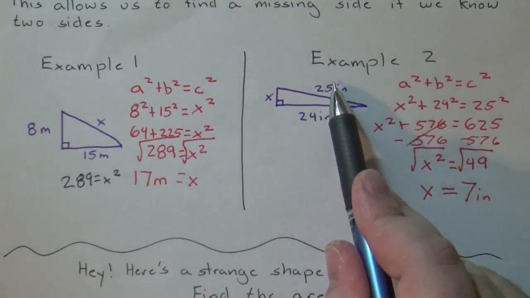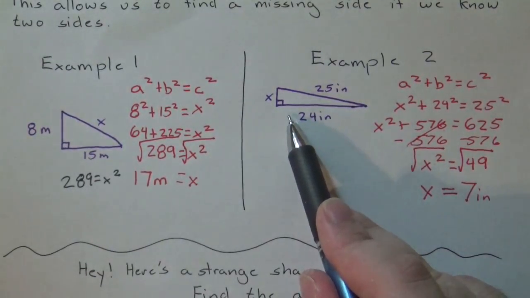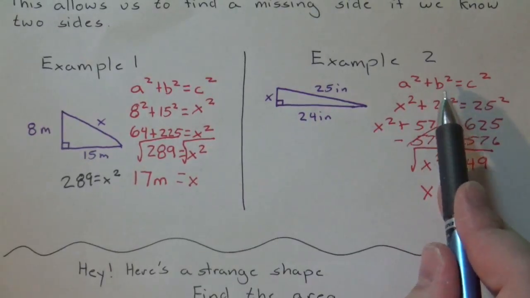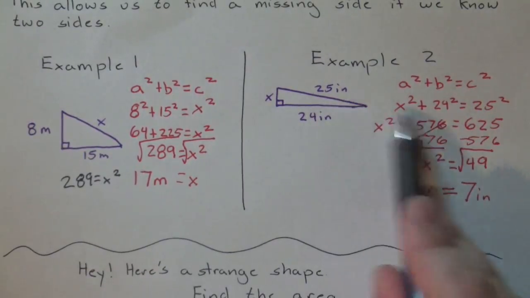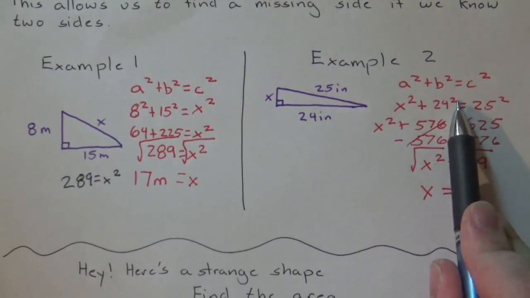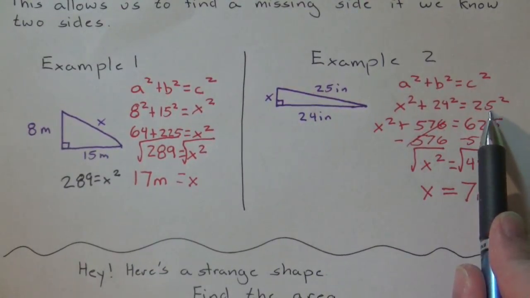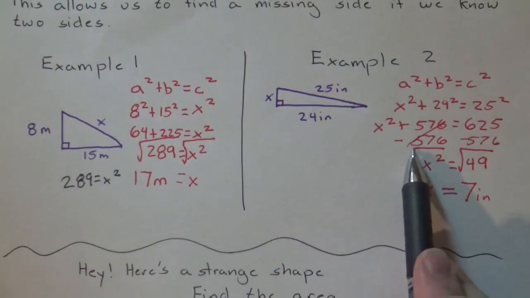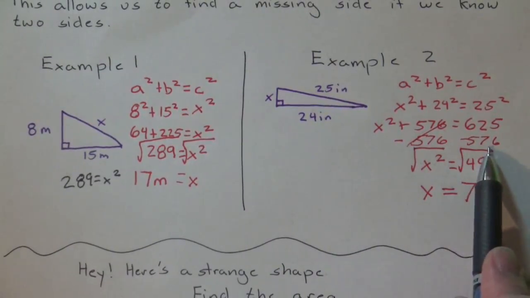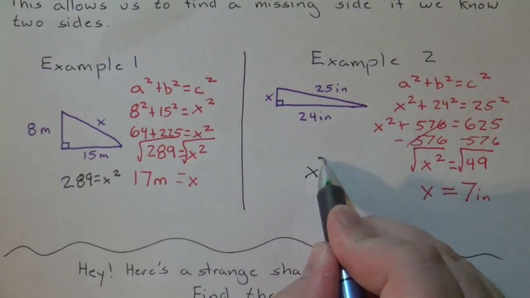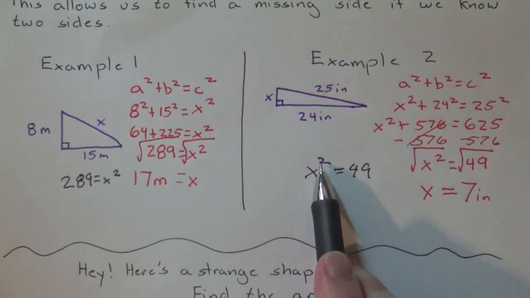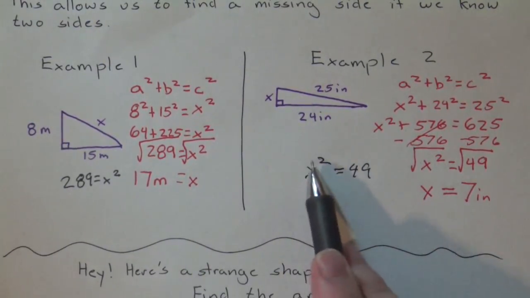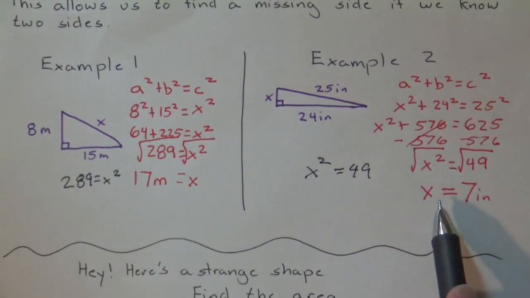Now this one, I've given you the hypotenuse and one leg, but the procedure doesn't change much. I still use a squared plus b squared equals c squared. I plug in x in the place of a, 24 in the place of b, and 25 in the place of c. I solve. 24 squared is 576. 25 squared is 625. I subtract 576 on both sides, and that gives me, and I'll rewrite it just like I did a while ago, x squared equals 49. Now, I have to get rid of this x squared, so what did I do? I square rooted it, and since I square rooted this, I have to square root 49. And when I do, I get x is equal to 7 inches.